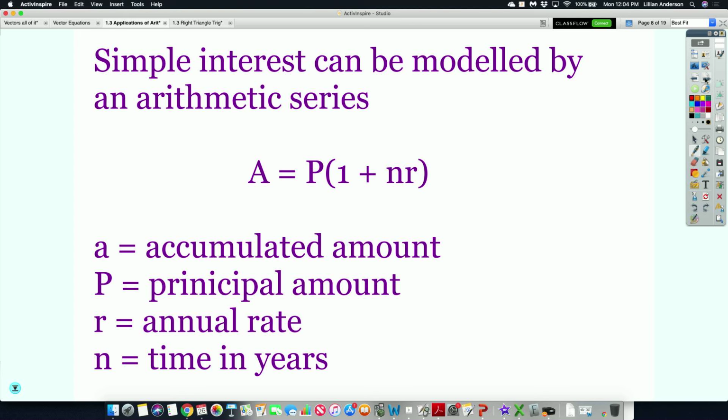Simple interest can be modeled by an arithmetic series. This is your formula here. A equals P times (1 plus N R), where A represents the accumulated amount, so basically how much you've gotten after a certain period of time. P is your principal, how much you start with. R is your annual rate. And N is your time in years.